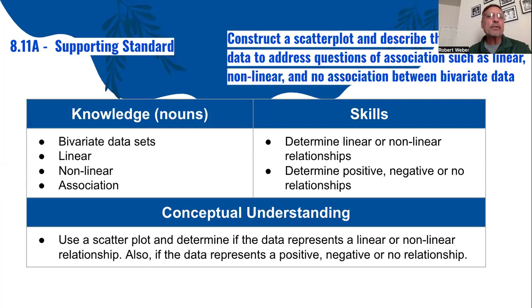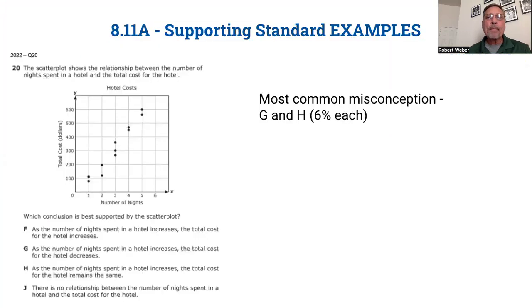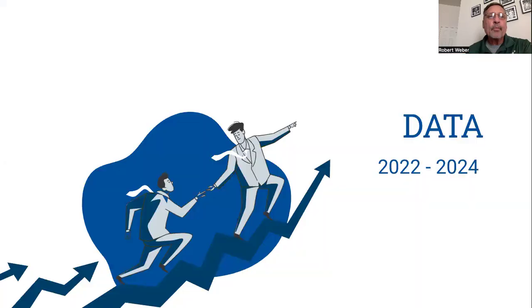8.11A, constructing a scatter plot, describe the observed data to address questions such as linear, nonlinear, no association. You can even get into talking about positive relationships and negative relationships as well. You can see 2022 was the last time this was tested on the STAAR. Again, I'll add the 2024 data, but you can see the problem there. I'll let you read through those.